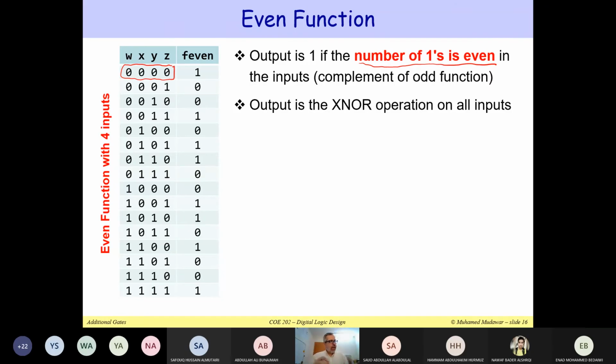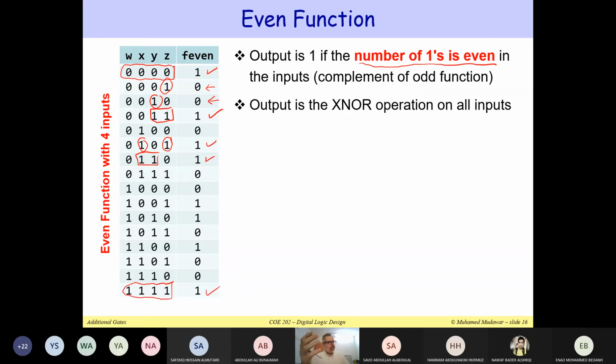If you count the number of ones, there are 0 ones, and 0 is even. So we say that the output is 1. Here we have a single one, which is odd, so the output is 0. Here I have a single one, so the output is 0. Here I have 2 ones. 2 is even, so the output is equal to 1. And then we can continue. Here I have 2 ones, so that's even. Here I have 2 ones, that's even. Here I have 4 ones at the bottom, the last entry. So that's even. So we got a 1.